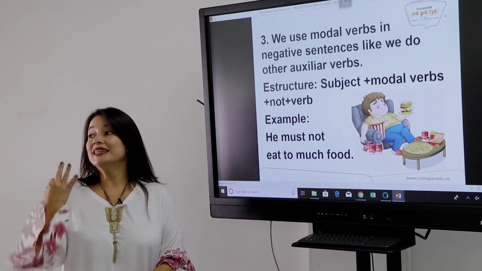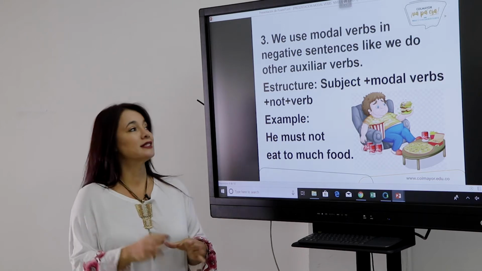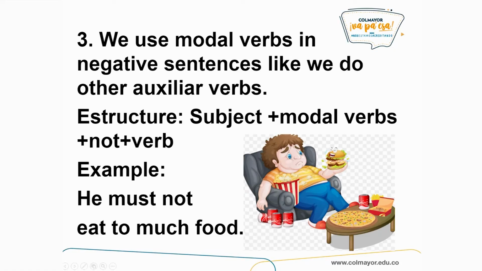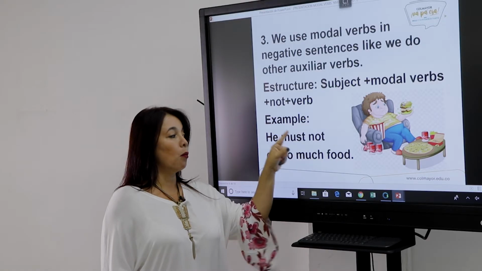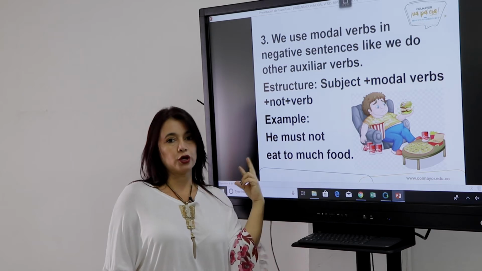The third rule is we use modal verbs in negative sentences like we do with another auxiliary. For example, we must not eat too much food. What is the structure? The structure is the subject, the modal, the negative, and the verb.